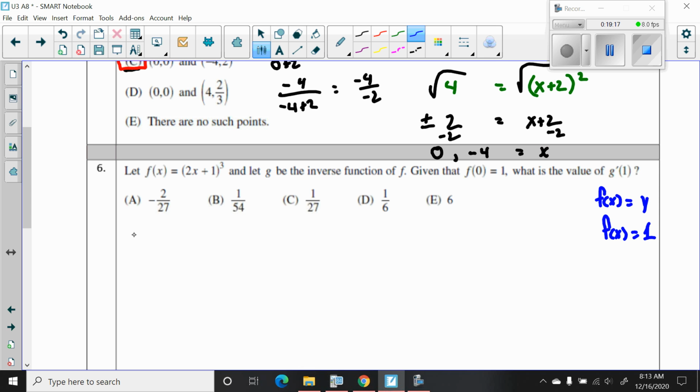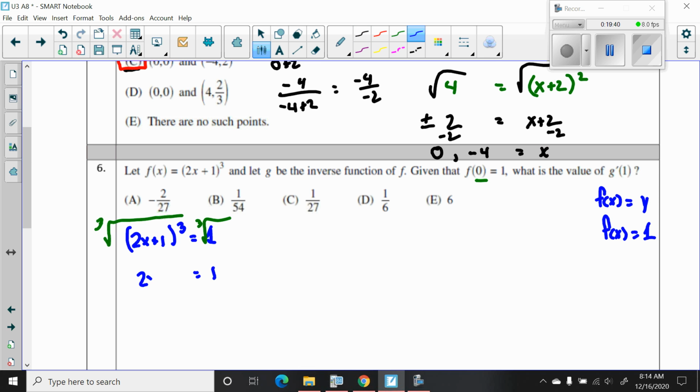So we come over here. 2x plus 1 to the third power must equal 1. And we're going to solve that. We'll take the cube root of both sides. All we're going to do is show that it's 0, because they don't give you that value otherwise. 1 to any power is just 1.